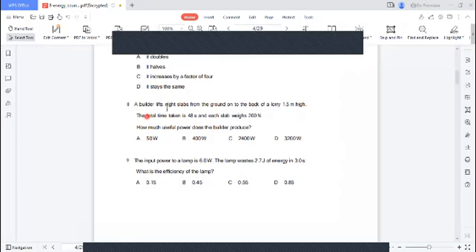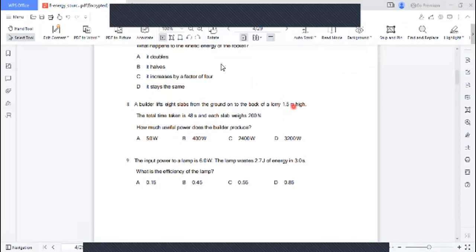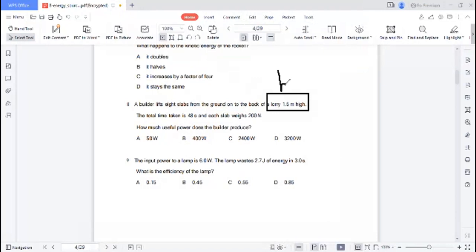A builder lifts 8 slabs from the ground on the back of a lorry, 1.5 meters high. So we can say this is the height, and there are 8 slabs from the ground. Each slab weighs 200 newtons.